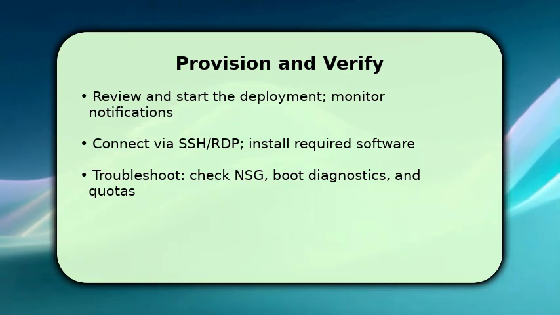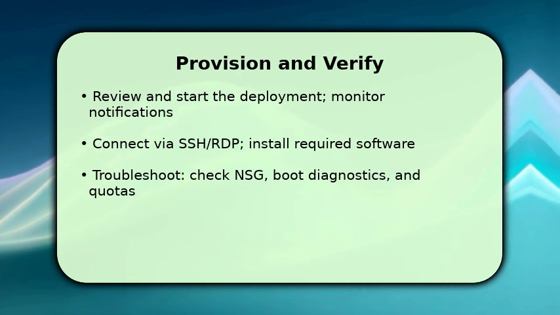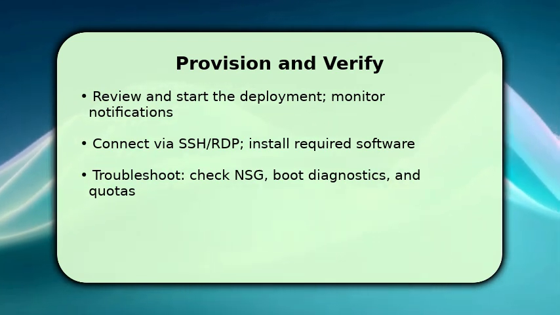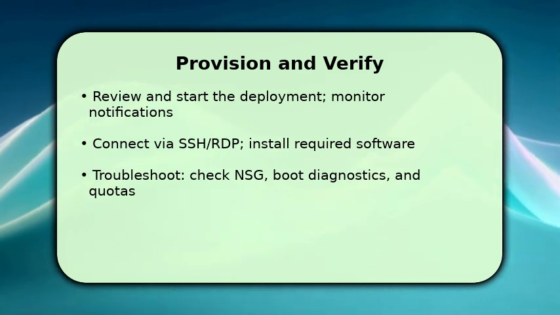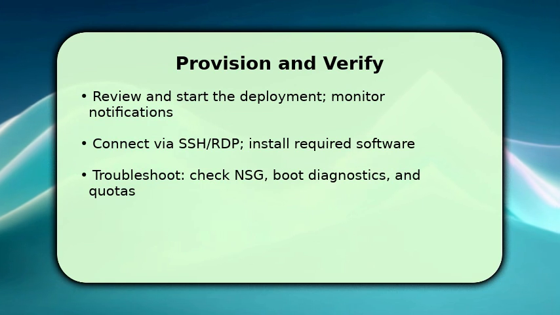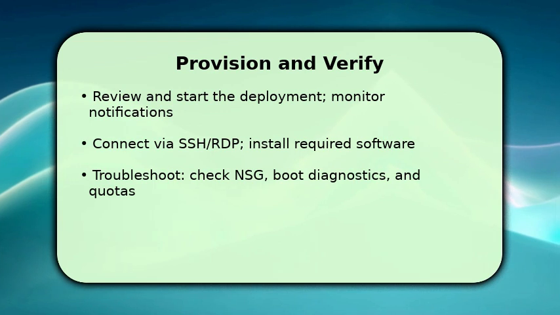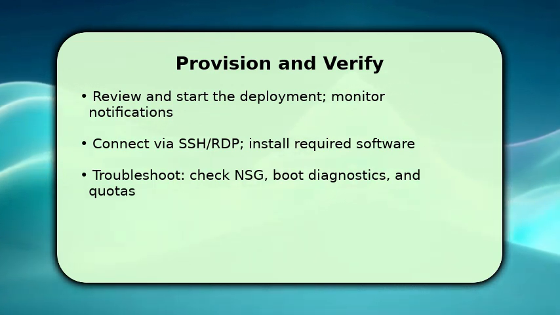Once up, connect using SSH or RDP and install updates and required packages, then configure startup tasks and backups. Verify networking, DNS, and access controls to ensure the service is reachable. If something fails, first check NSG rules, public IP assignment, boot diagnostics, and subscription quotas. Often a blocked port, missing IP, or quota limit is the root cause to fix quickly.